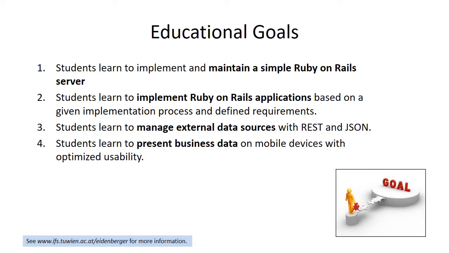Okay, so what are the educational goals? What should you take from this course in June? You should actually learn to implement a simple Ruby on Rails server application. You should be able to implement the application with a defined process and defined requirements. It is a rudimentary and agile process. As I said, I'm the product owner. There are predefined requirements. You can approach that as your backlog.